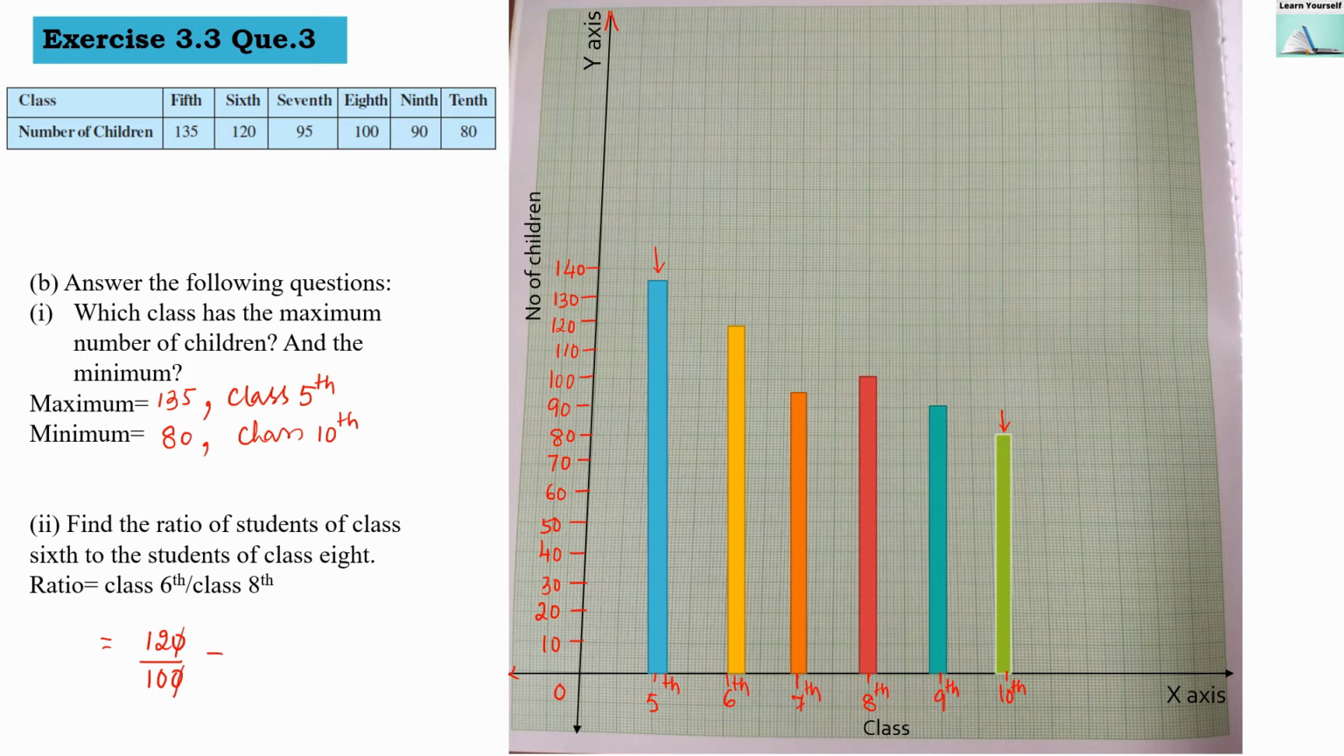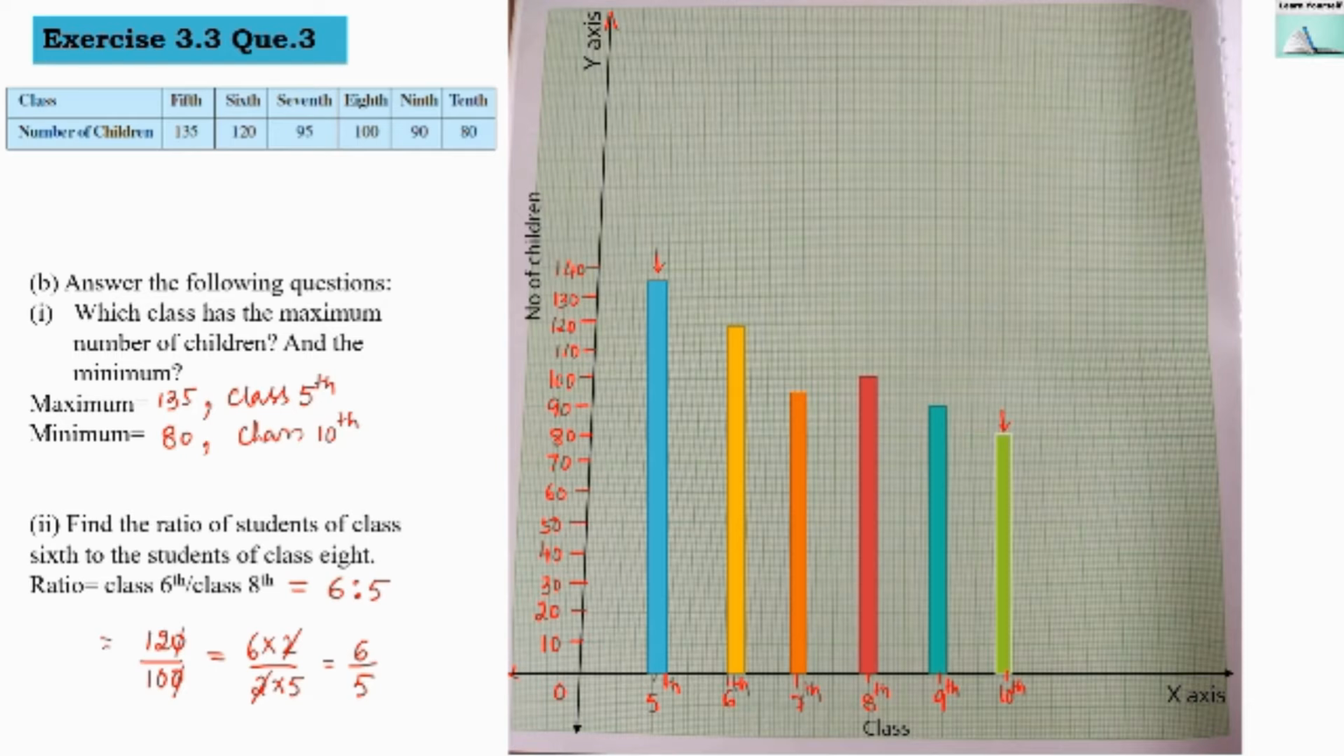So here we can cancel out 10, and here we will get 6 into 2 divided by 2 into 5. So 2 and 2 we can cancel it out, and here we got a ratio 6 by 5. We will get 6 is to 5. That is how we can write the ratio when they are asking for. 6 by 5 is in divisional form. Here we are writing in a ratio form. So we are going to write this 6 is to 5.